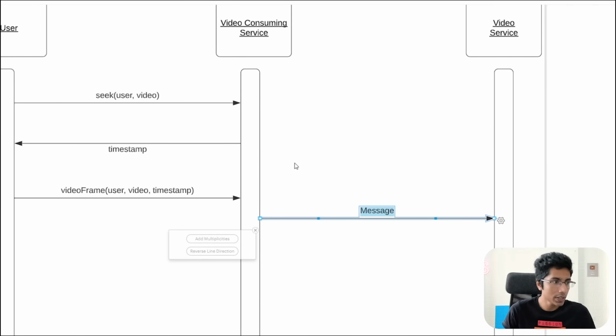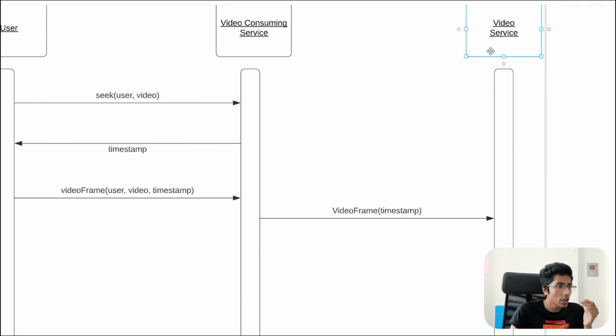The video consuming service cannot get you the frame though. However, it's best that the user interacts with the video consuming service. So it could send a message to the video service and say, get me the video frame from a particular timestamp. Okay, the important thing to notice here is that the video service has no idea who the user is, whether they're authenticated or not to watch this video, and it just gives you a timestamp.